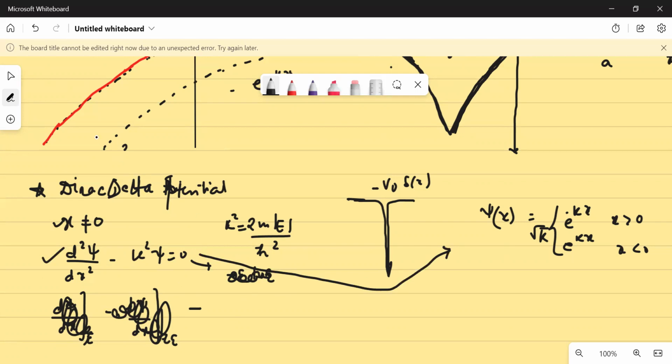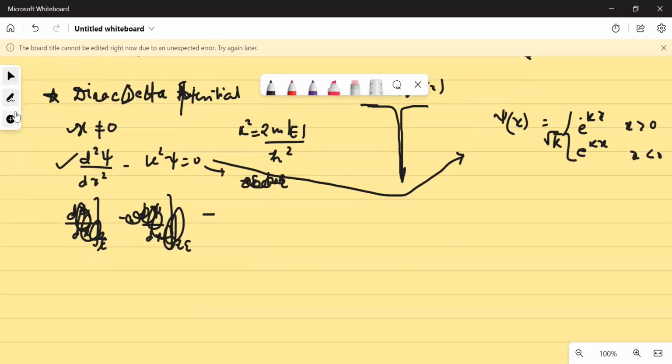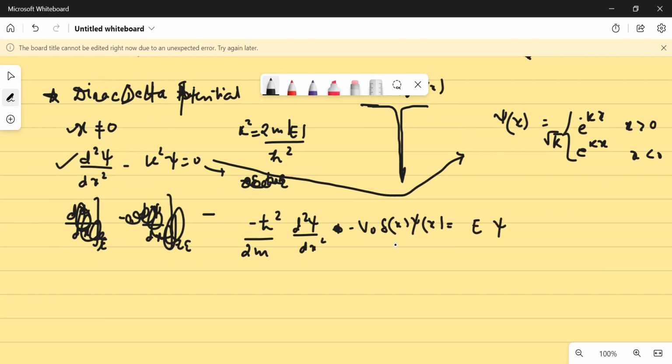After this, what we used to do was integrate our Schrodinger equation from minus epsilon to plus epsilon. So minus h cut square upon twice m, d square psi upon dx square, and then we had some minus V naught Dirac of x psi of x, equal to E psi. When we integrate it, what do we get? d square psi becomes d psi upon dx from minus epsilon to plus epsilon, and then plus V naught psi of 0, and then 2m upon h cut square equal to 0.